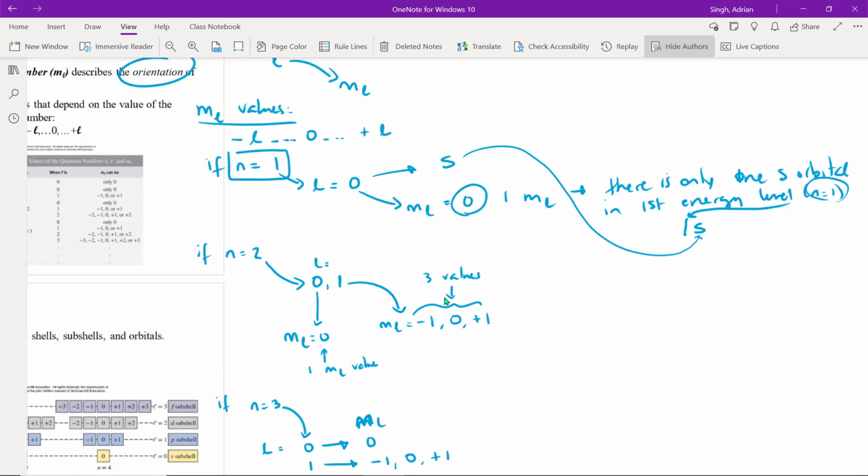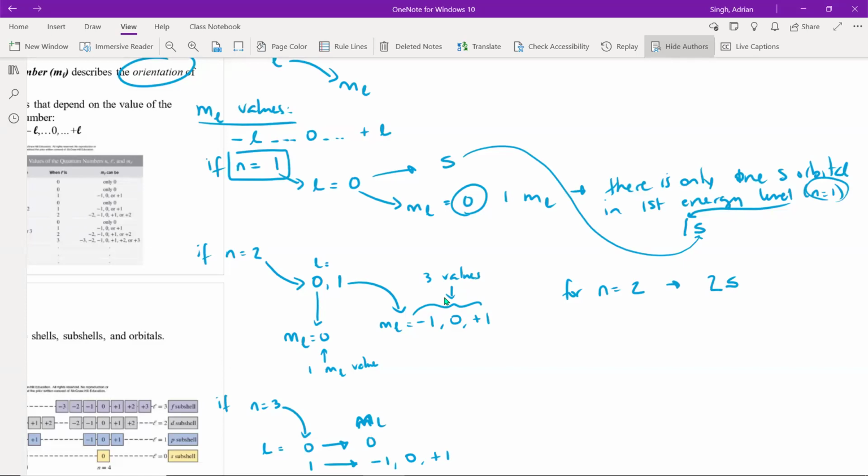If we look at n equals 2, we're going to have two L values. So n equals 2 now. We have an L equals 0. An L equals 0 corresponds to an S, so we're going to have a 2s orbital. How many s orbitals do we have? We just have one because we only have one m sub l value.